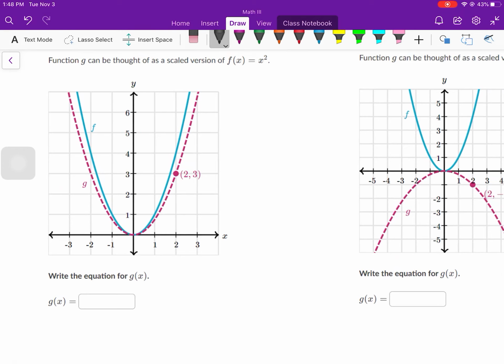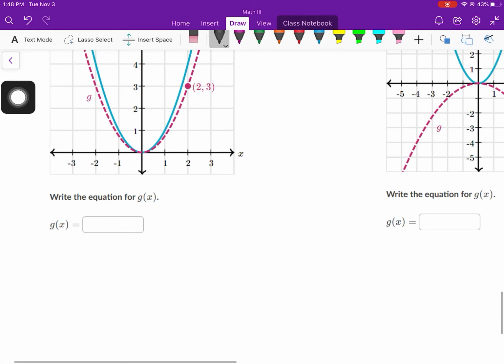So now they're giving us a point. So this right here, the dashed line is g. And that's what we're going to write the equation for. So f is x squared. So what is g going to be? Well, g of x is taking that x squared and multiplying it by some factor a that we need to find. So we're going to solve for a. We're going to figure this out.